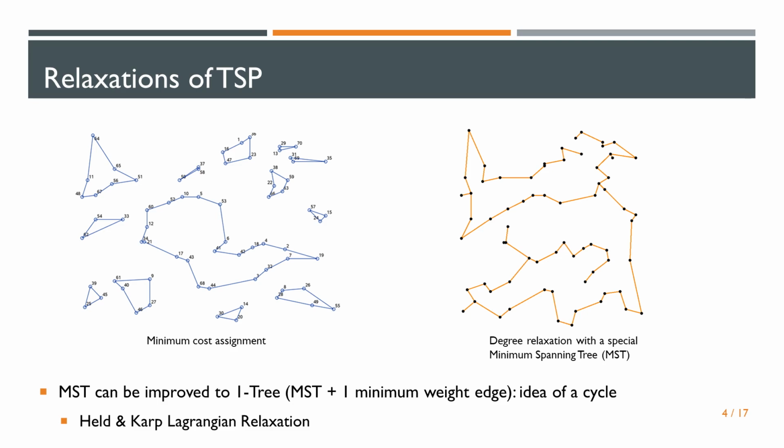An MST can be improved to a one-tree, that is, an MST plus a one minimum weight edge that introduces the idea of a cycle, but not every edge belongs to a cycle. This is exactly the idea of the Held-Karp Lagrangian relaxation, which starts from this lower bound and tries to converge towards the optimal solution. Unfortunately, in practice, the Lagrangian relaxation can be very slow.